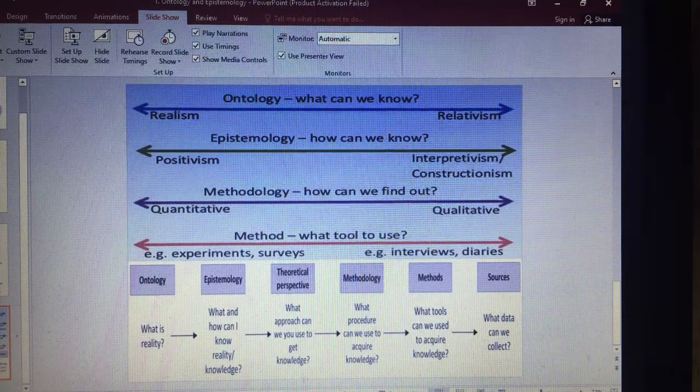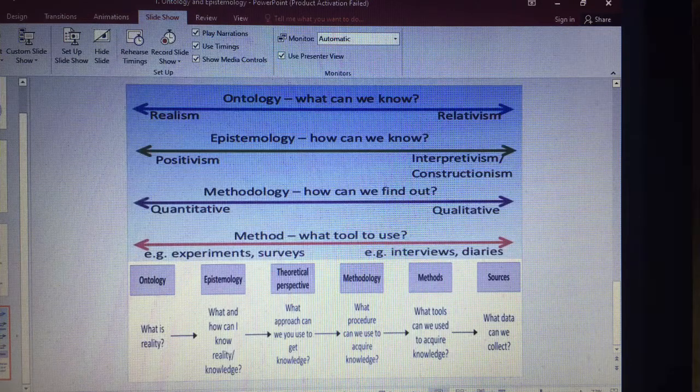Now, there is also the element of differentiating between methodology and method. Methodology is how we find out whether we are following the quantitative approach or the qualitative approach, which I will explain later. And there's also the method as opposed to the methodology. Method means what tool to use, i.e., are you using experiments or surveys, for example, or are you using interviews and diaries in your research?